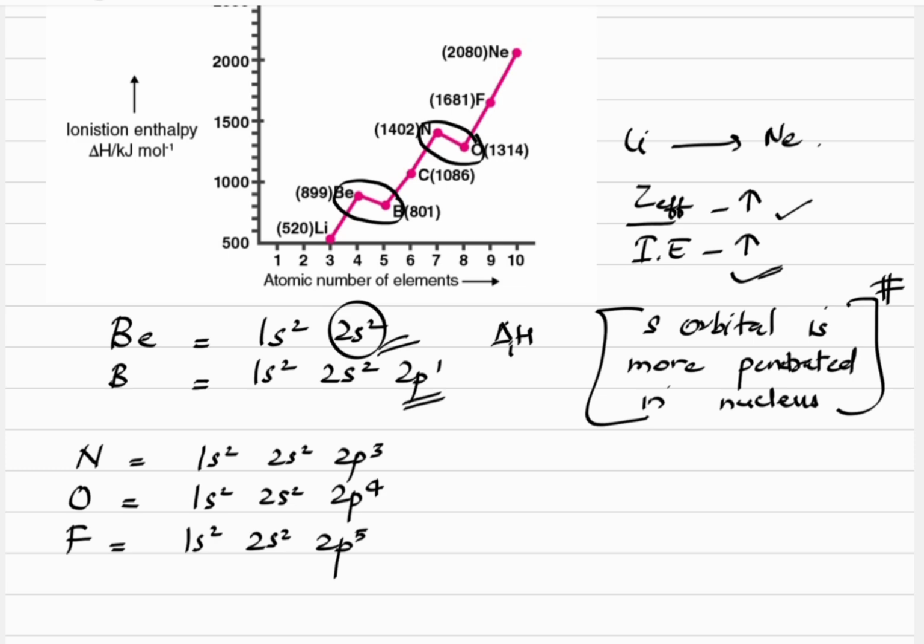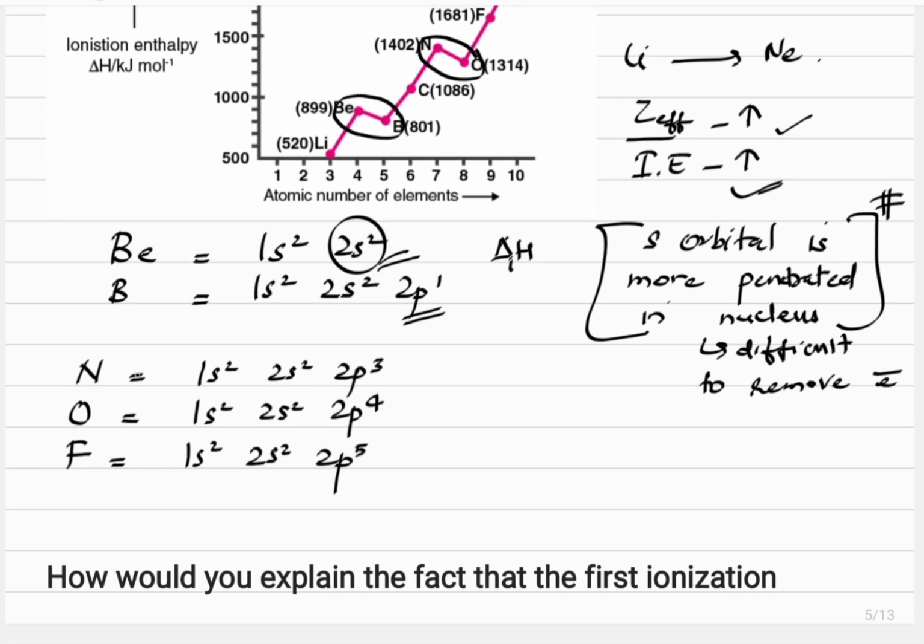So please do not write fully filled. If you write fully filled s orbitals, that would actually be wrong. Please don't write that. Write that s orbital is more penetrated into the nucleus. That is why removing an electron from s orbital is difficult. Difficult to remove an electron. Okay. Moving on to the next case.